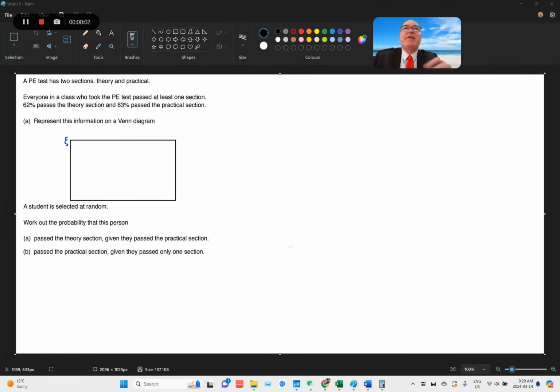All right, we've got another Venn diagram problem here where we need to work out probabilities, but they're making us do a little bit more work here by putting together the Venn diagram. And we're working with percents. So it seems like a bit of a challenge, but we know it's not. We can do this.